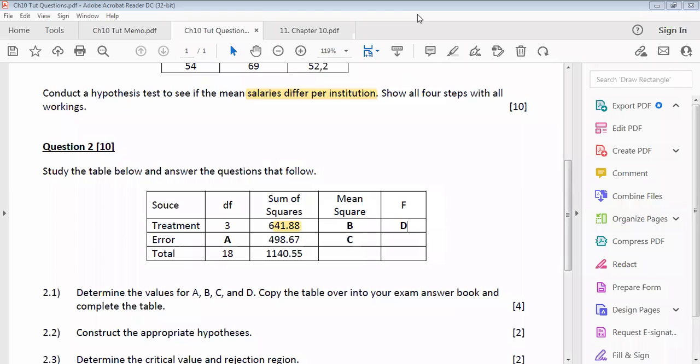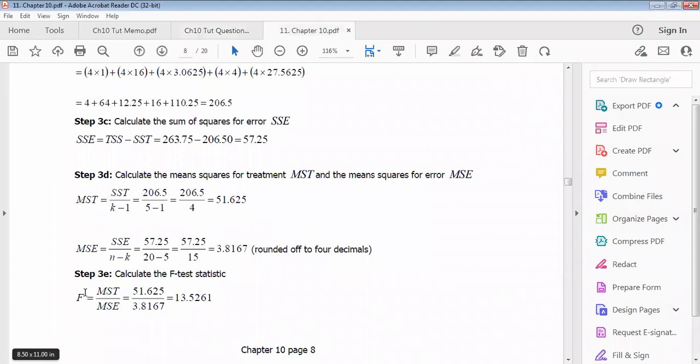So D is just basically you divide the 2,641 by 496. Remember, here is the formula for finding F. It is the mean sum of the square of the treatment divided by the mean square of the errors. Okay. So that's your F test. So what will be the decision?